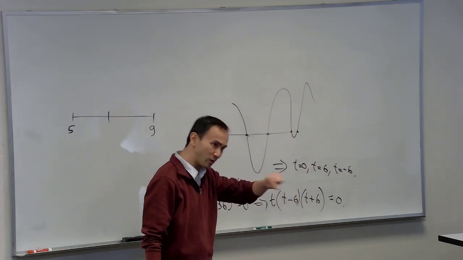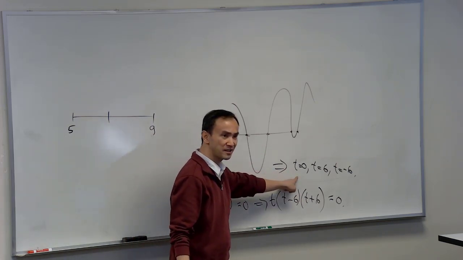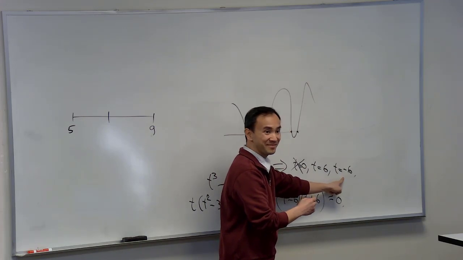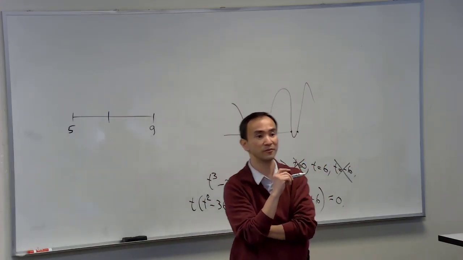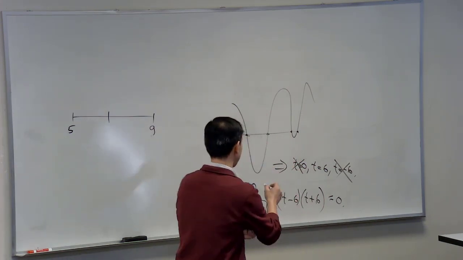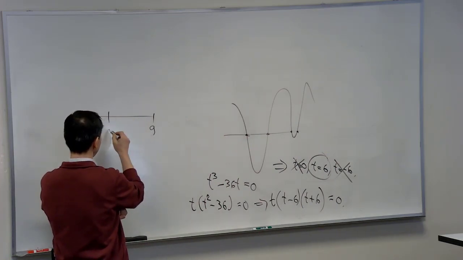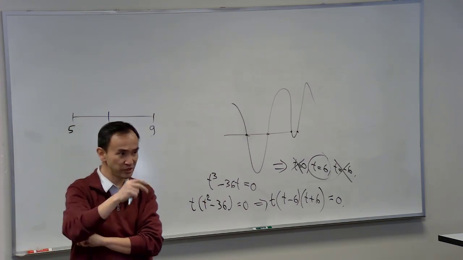But the interval that we're working with is from 5 to 9, so do we need to take that guy? No, we have to outright rule it out. Do we need this guy? No, we rule it out because the interval we're working with is only from 5 to 9. So now we only take t equals 6. Sounds good? And so clearly 6 here is what I call a breaking point where it switches between positive and negative.